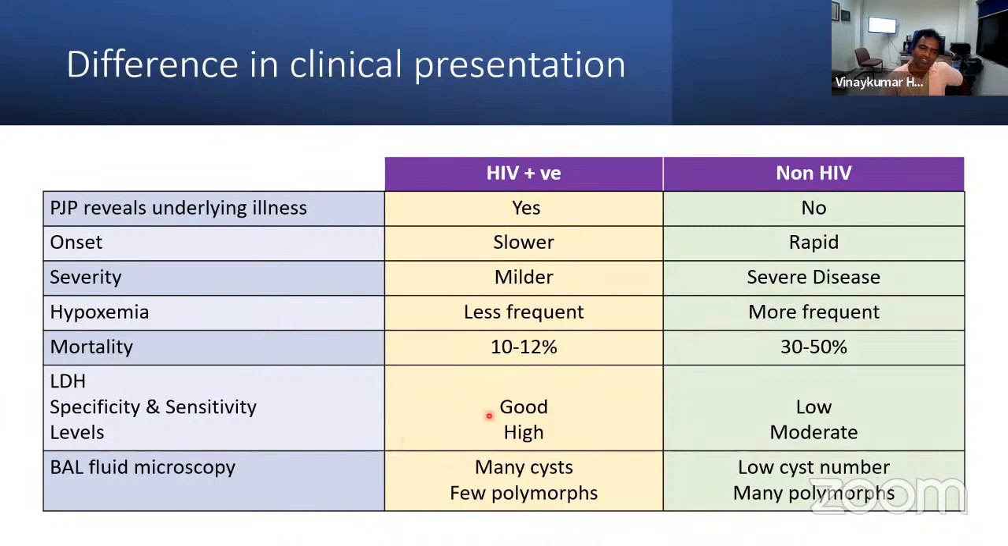LDH, which has very good sensitivity and specificity in HIV, has a very low value in patients without HIV, and its levels are high only in patients with HIV compared to a moderate increase in levels in non-HIV patients. Again, when you do a BAL fluid microscopy for identifying this infection, you get a very low cyst number in non-HIV patients and a robust immune response consisting of many neutrophils, compared to more cysts and fewer neutrophils in HIV positive individuals.